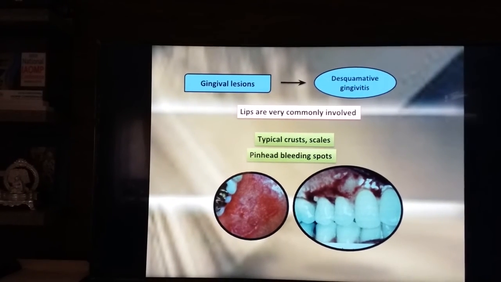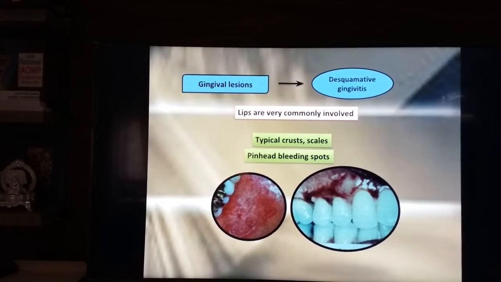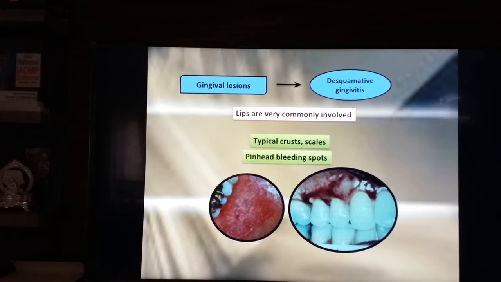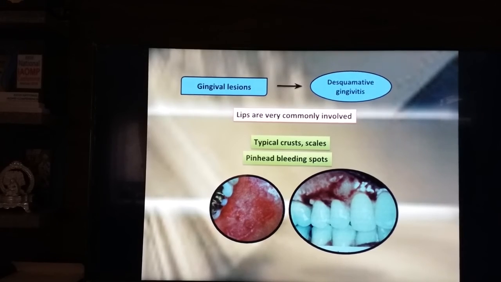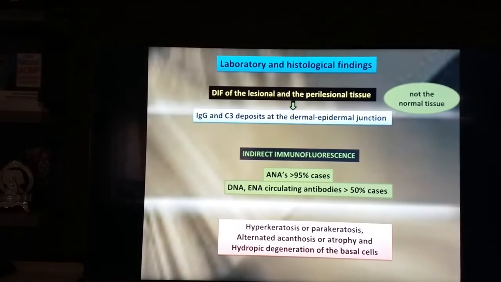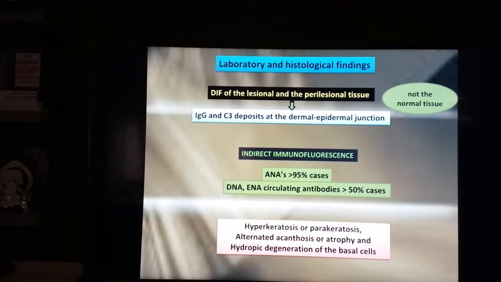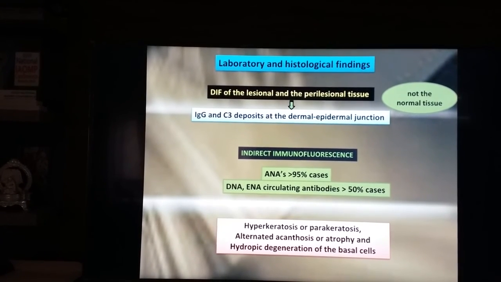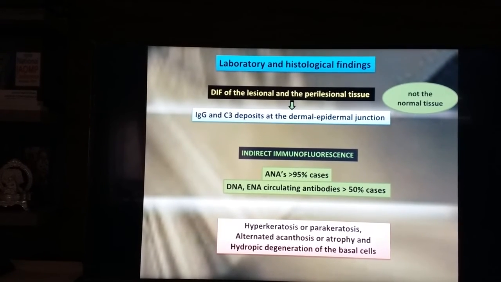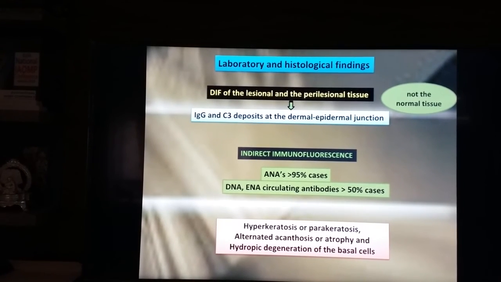Even in the oral mucosa, you can find similar lesions where you will find typical crust, scales, and pinhead bleeding spots could be found even in the oral cavity. Now, laboratory investigations, as I was telling you, the direct immunofluorescence study will be done on lesional and perilesional tissue, not the normal tissue one, but the different ones.